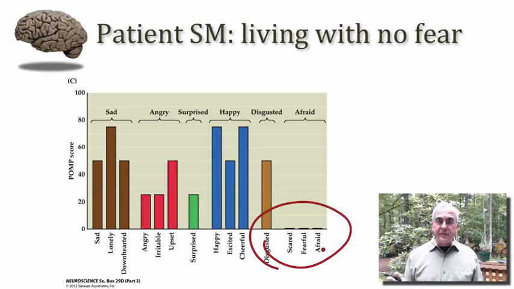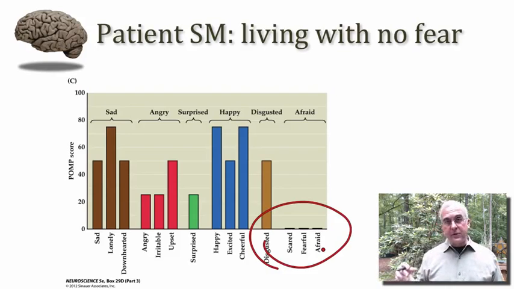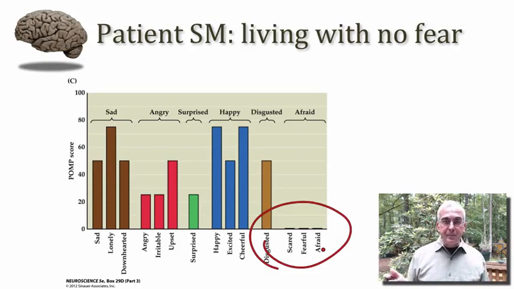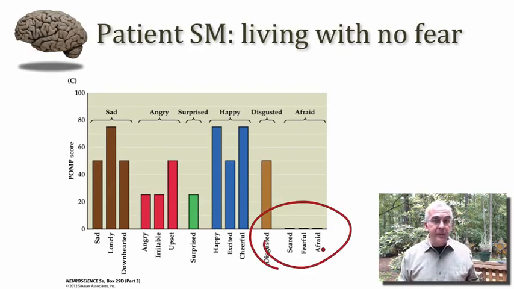Now, there's really a fascinating set of papers that I would encourage you to read if you're interested in learning more about patient SM. In short, she appears to be an individual that is impaired in her ability to read fear in the human face. And consequently, she appears to be severely impaired in the actual experience of fear in day-to-day life.